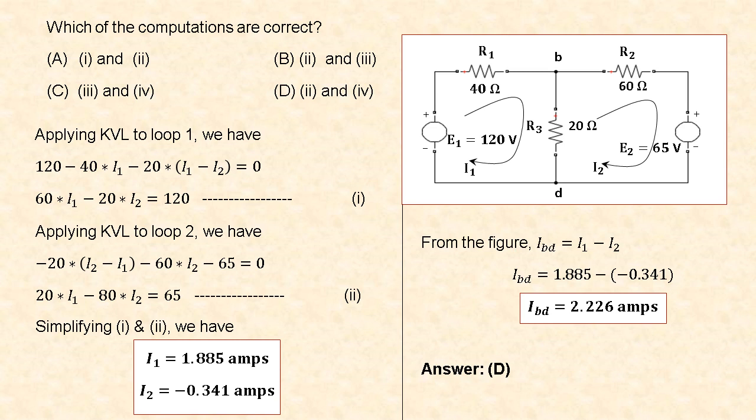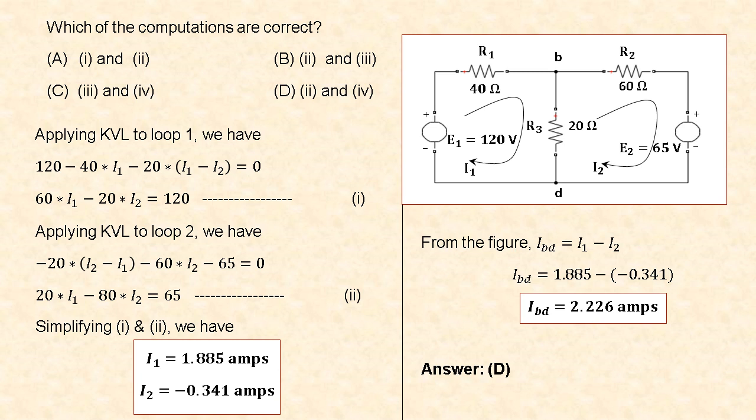Simplifying, we have 60 into I1 minus 20 into I2 is equal to 120. Let us consider this as equation 1. Next, consider mesh 2 or loop 2. Applying KVL, we have minus 20 into (I2 minus I1) minus 60 into I2 minus 65 is equal to 0. Simplifying this, we have 20 into I1 minus 80 into I2 is equal to 65. Let us consider this as equation 2.